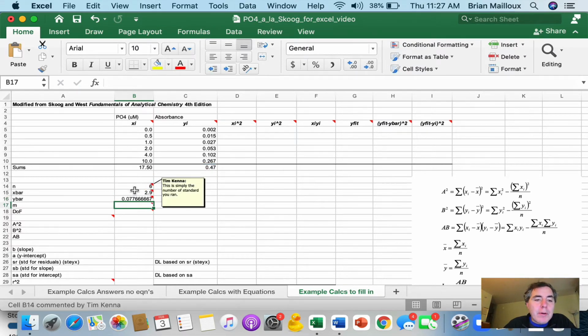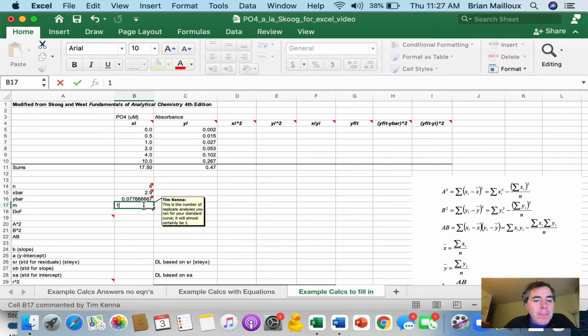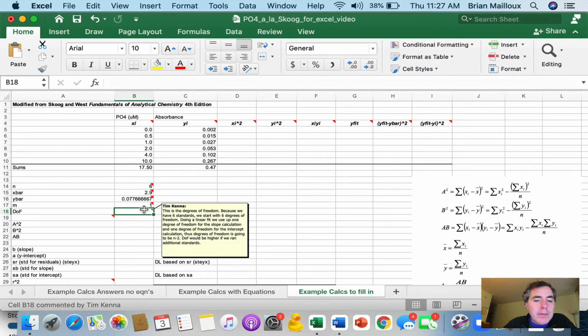And we get our 0.0067. So we have those. And now we want m, right? And what is m? We'll look at our hint. M is the number of replicate analyses you ran for your standard curve. So we only ran our standard curve once. That's a 1. And then degrees of freedom, we'll need this later.